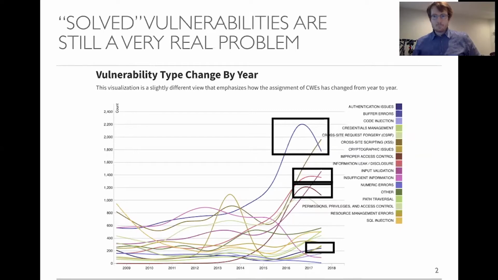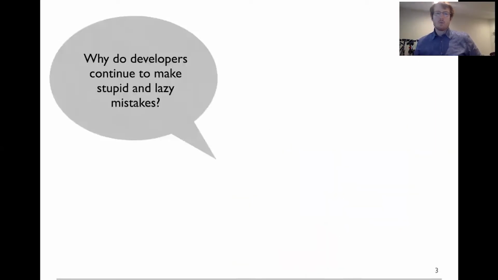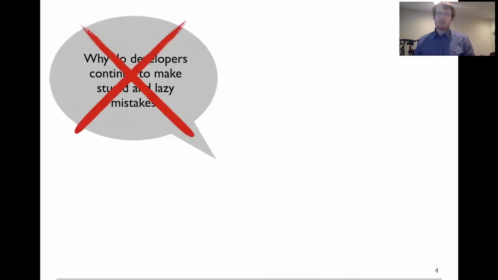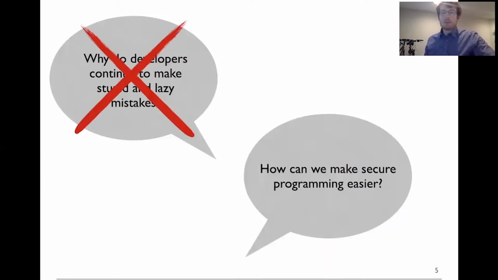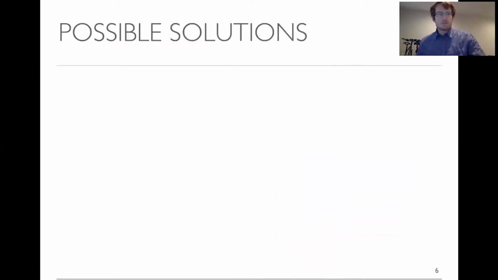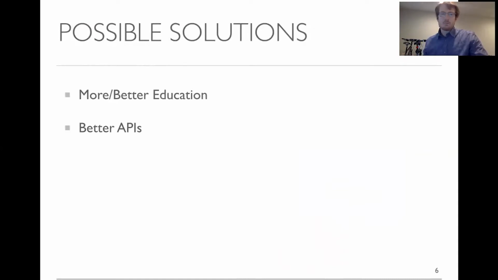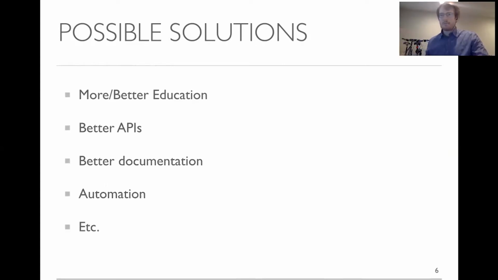And so you might be asking yourself, well, why do developers continue to make stupid and lazy mistakes? But we argue this is actually just the wrong question to ask. Instead, we should be asking, how do we make programming easier? So there's several possible solutions you might think about. Well, better education, better APIs, better documentation, better tools, and on and on.